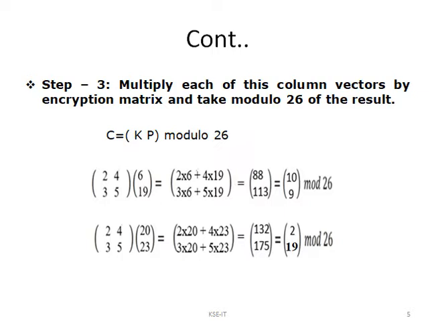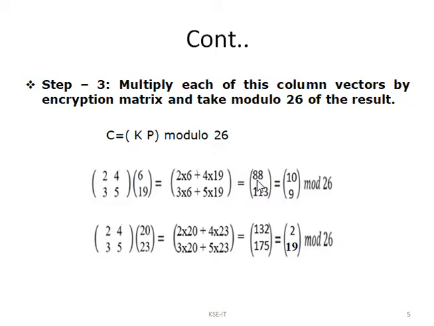Now do the matrix multiplication, that is 2 into 6 plus 4 into 19. Second is 3 into 6 plus 5 into 19. After doing the matrix multiplication, you will get 88, 113. Now take modulo 26 of this result.